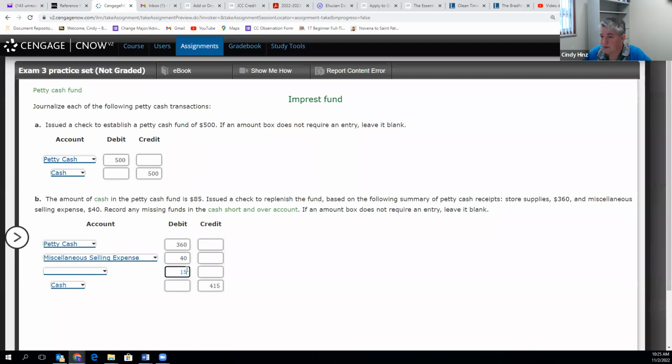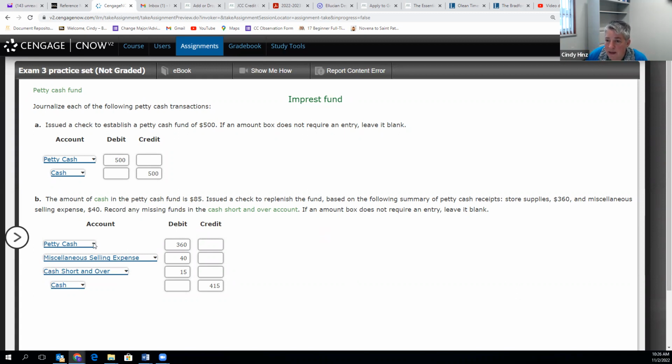In other words, there's $15 that's out of the box that we're not really sure what happened to, because we don't have a receipt, we don't have any kind of documentation. It tells us to record any missing funds in the cash short or over account. And so that's what we're going to put there, whatever amount we need to balance this transaction so that our debits and credits are equal.